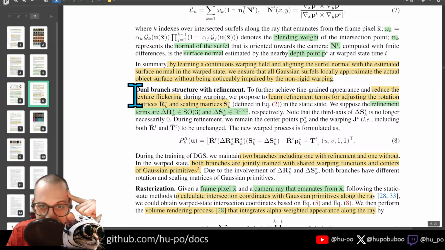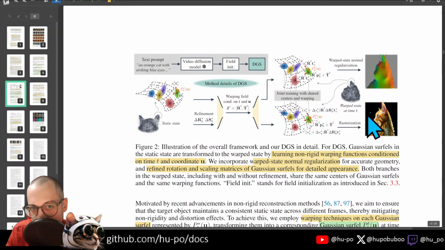Pretty gnarly. Reduce the texture flickering. We learn refinement steps for adjusting the rotation matrices and scaling matrices. We suppose the refinement terms are delta R_k star and delta S_k star. So you see here how there's basically two different paths for gradients here, right? So you have gradients coming in and changing the center and scale of each of these little surfaces via this warped state normal regularization. So you have a regularization loss that's making sure that the surface of this object is smooth and doesn't exhibit weirdness, right? Making sure that the little normal vector for each of these little surfels is good.